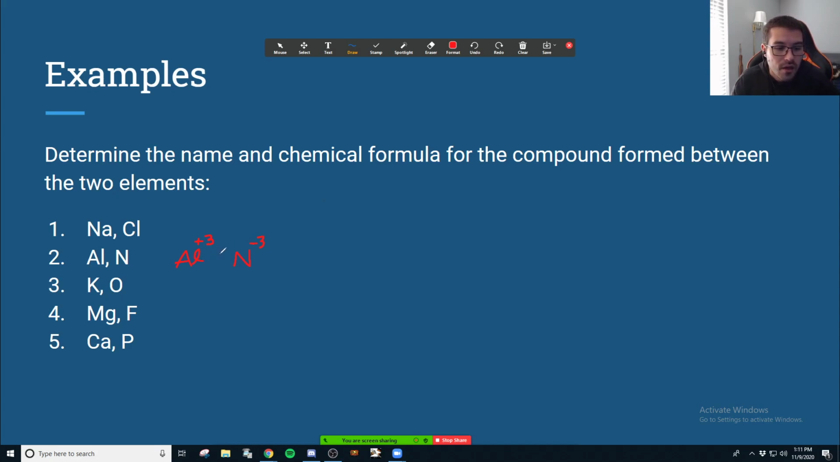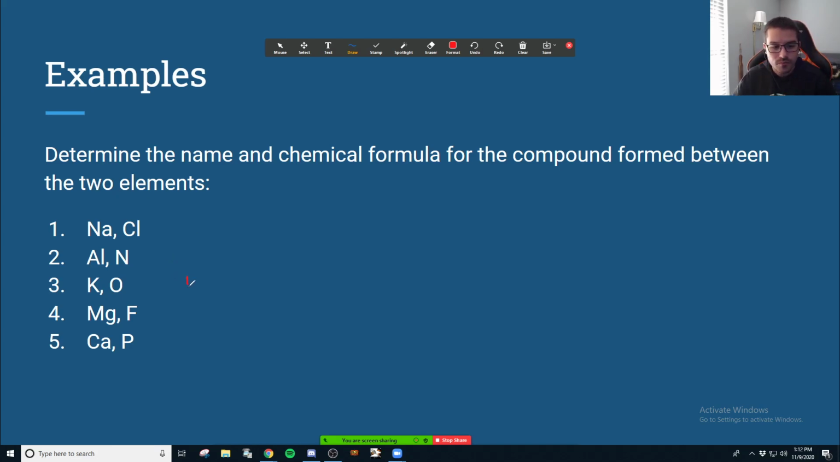Step 3, this is the hard part. What ratio of these ions or of these elements do I need to cancel the charges out? Well, once again, if the charges are the exact same but with the opposite sign, positive 3 versus negative 3, then my ratio is just going to be 1 to 1. 1 aluminum will cancel out 1 nitrogen. So my formula is AlN. Once again, I don't need those number 1s, because the 1 is just assumed to be there. So AlN, that's my formula. Now, let's look at a couple of situations where it's not going to be a 1-to-1 ratio.